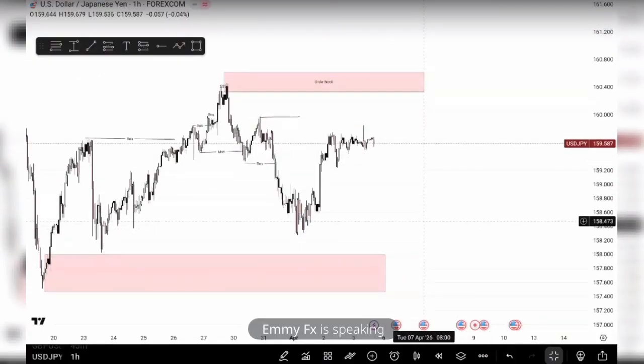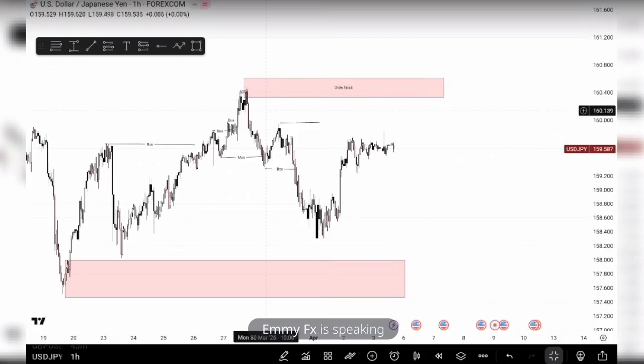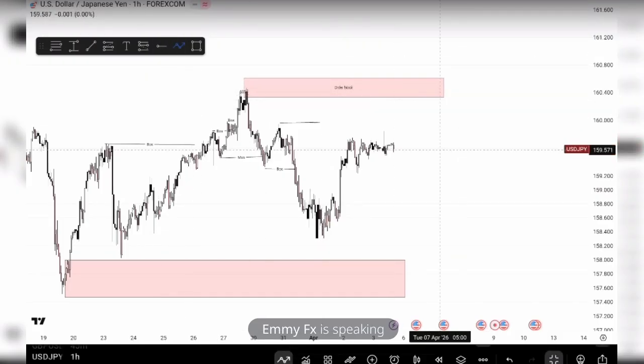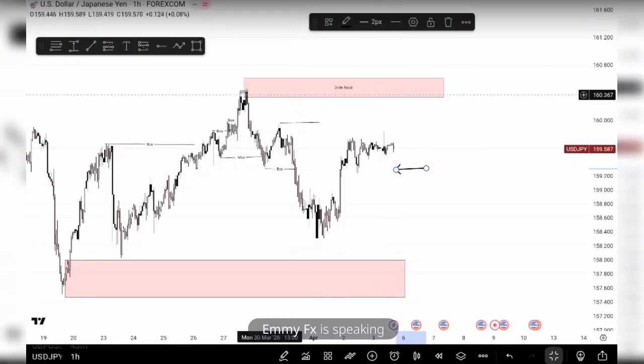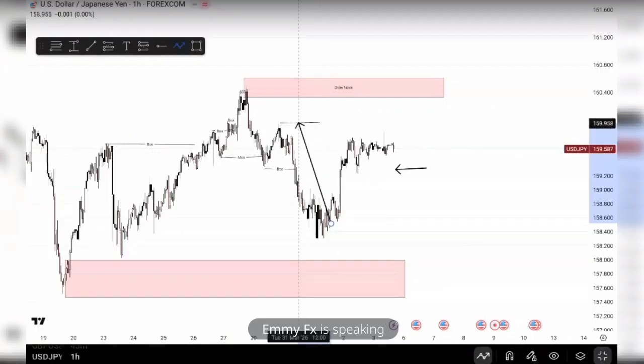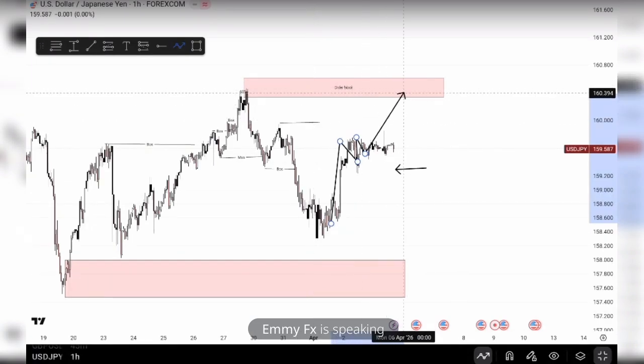Now, what I'm saying is this. Remember, this is a premium level, and this is also a premium level. Right now, price is reacting from this premium level here. But this level here is called an inducement. So we need price to take out this inducement level, and we need price to tap us from this premium level.